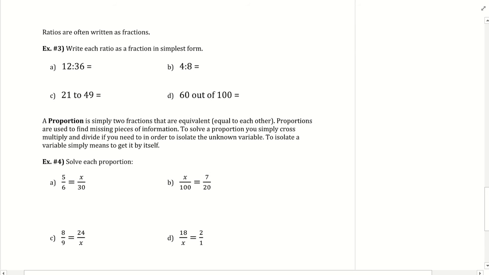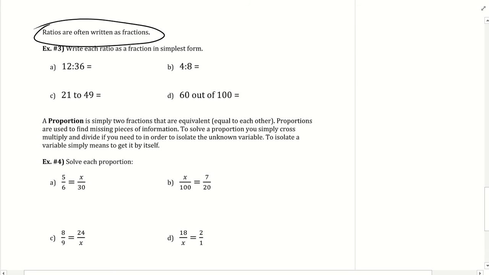Alright, ratios are also often written as fractions. So you can see that there's a lot of relationship between fractions and ratios and percents and decimals, and if we can understand how to do that, we'll do really well on this.